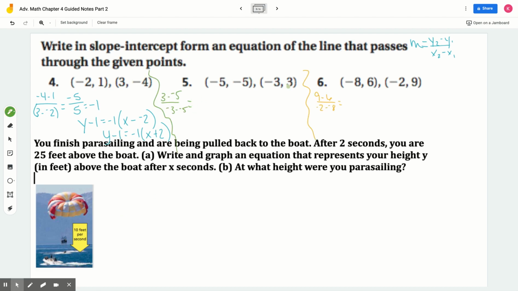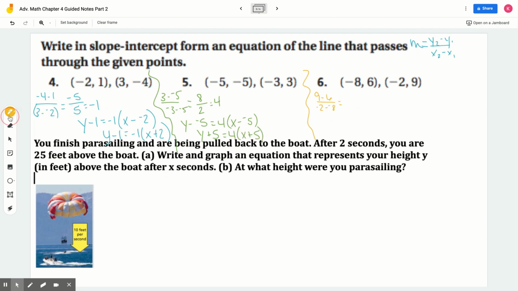All right, on number 5, we can start by taking 3 minus negative 5, which is 8. Negative 3 minus negative 5 is 2. 8 over 2 is 4. So we can start by plugging in this information. So y minus y1, negative 5, equals the slope times x minus x1. Again, we want to rewrite it. So minus a negative is like plus a positive. So y plus 5 equals 4 times x plus 5.